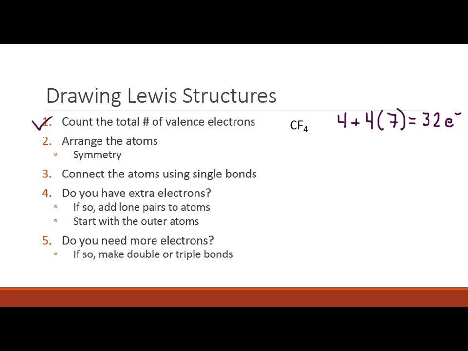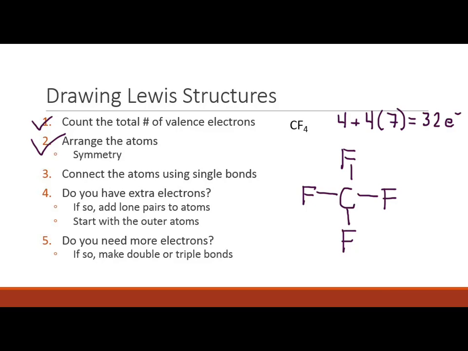Just like before, I'm going to put carbon in the middle, and I'm going to arrange my 4 fluorines around the center of that carbon. All right, easy enough. I've arranged the atoms. Next, I'm going to connect the atoms using single bonds. So I'm going to put a single bond between the carbon and each fluorine.